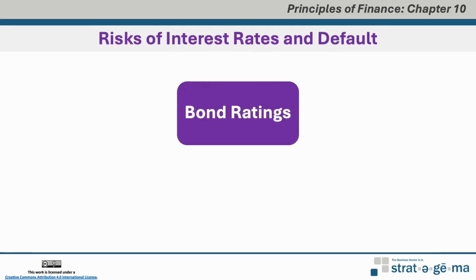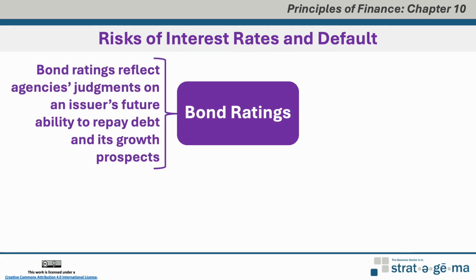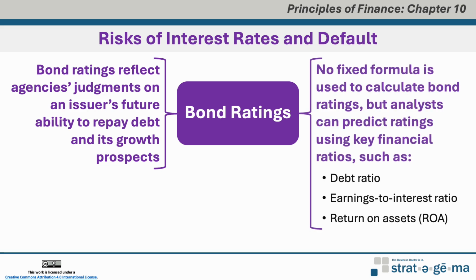So the bond ratings, in essence, reflect the agency's judgments on the issuer's future and their ability to pay and its growth prospects. There is really no fixed formula to calculate bond ratings, so analysts will use key financial ratios like debt ratio, earnings to interest, or return on assets to come up with their ratings.